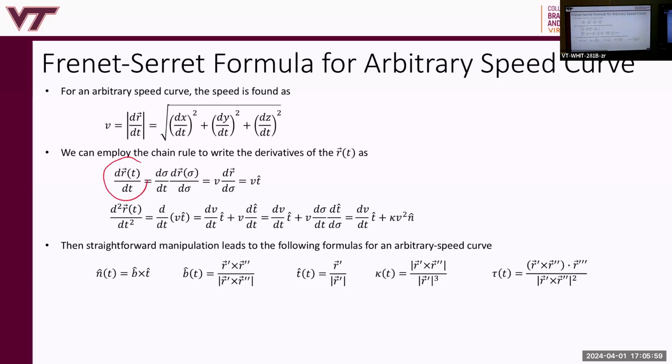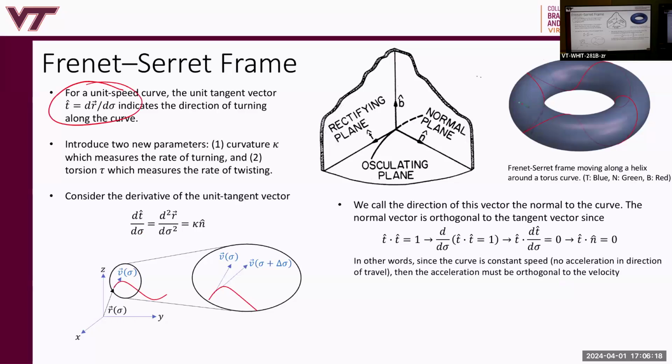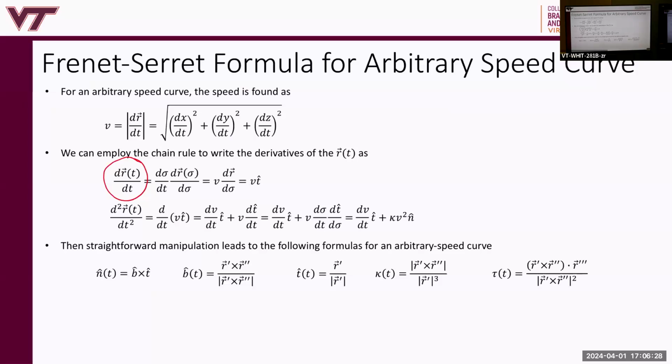So what does this say? If this was a unit speed curve, what would the right-hand side be? Just T hat, right? So if you go here, let's look at where we defined T hat. It was just dr/d sigma because it was unit speed, right? The velocity was equal to 1. Now we've generalized it to where dr/dt is velocity times T hat, where the velocity can be different than 1, right?